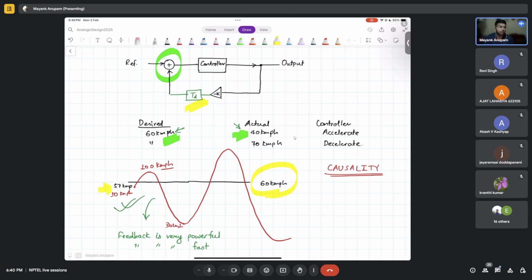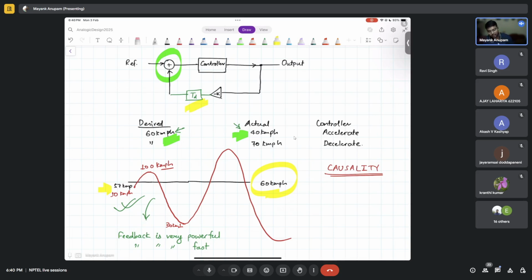Okay, so what should the loop have done? The loop should have said that you are very close, maybe you have to accelerate, but do not accelerate at very high speed, if you understand what I mean. So do not increase the acceleration a lot, because now you are very close to that target speed.